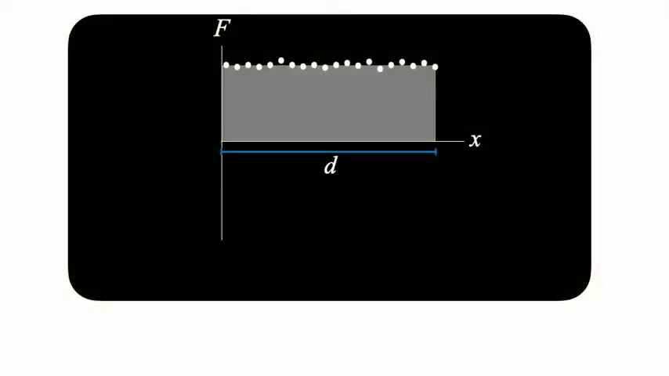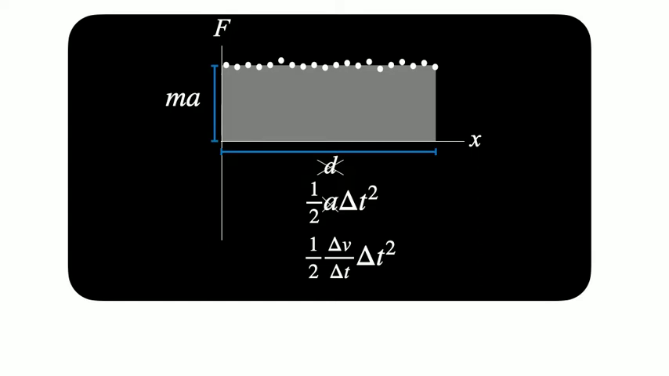Along the base of this rectangle, we have a value d. From kinematics, the distance covered by the cart is equal to 1/2 acceleration times the square of the time interval, assuming the object started from rest. For reasons you'll see in a moment, we choose to replace the acceleration with its definition, delta v over delta t. On the vertical axis, we label the constant force as m times a, resulting from Newton's second law, and then we replace a with delta v over delta t. So we can consider the height of this rectangle as being a value m times delta v over delta t.